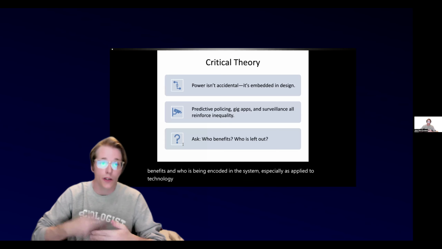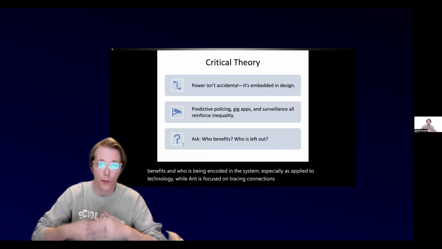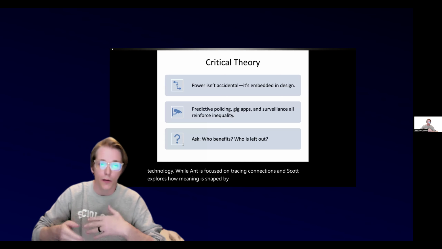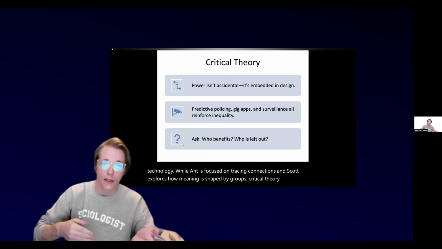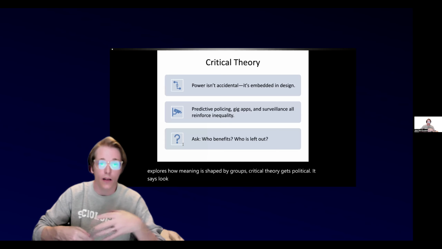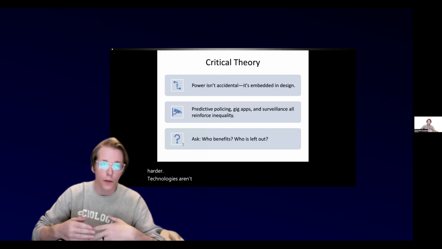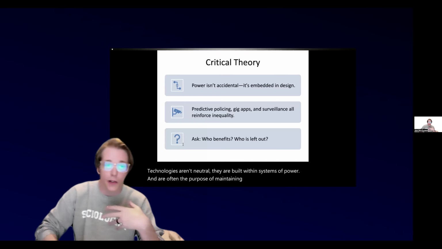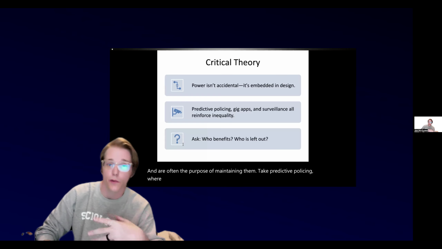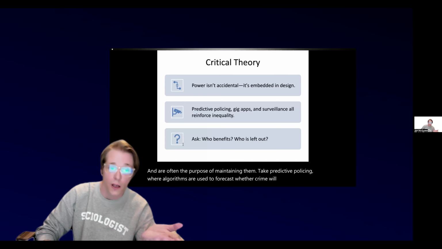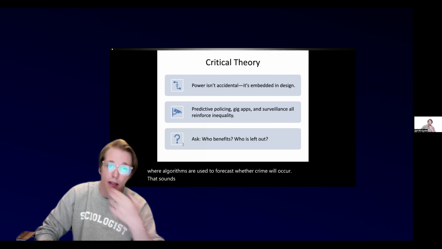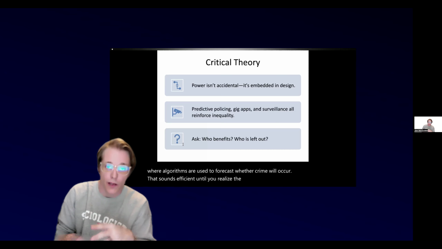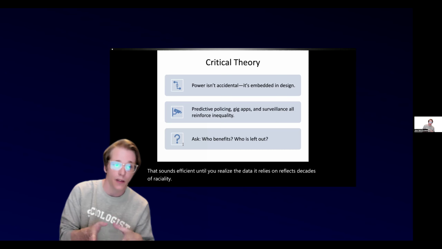While Ant is focused on tracing connections and Scott explores how meaning is shaped by groups, critical theory gets political. It says, look harder. Technologies aren't neutral. They are built within systems of power and are often for the purpose of maintaining them. Take predictive policing, where algorithms are used to forecast where crime will occur. That sounds efficient until you realize the data it relies on reflects decades of racially based policing.